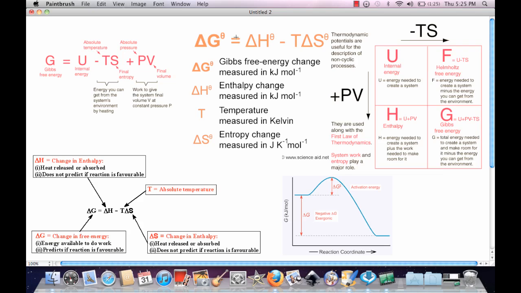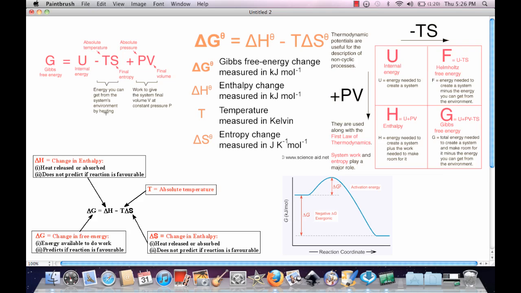Change in Gibbs free energy is equal to change in internal energy, subtract absolute temperature times change in, well, entropy. One thing you have to keep in mind is that this one here, TS, is basically energy one can get from the system's environment by heating. Examples are maybe combustion, light, electromagnetics, explosions, anything that can generate some kind of energy. And it helps if it's heat.